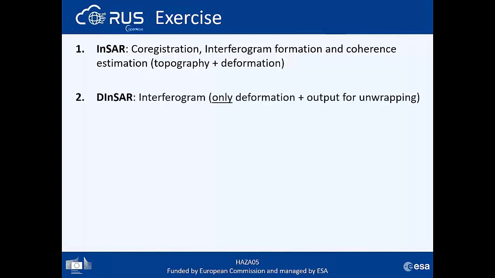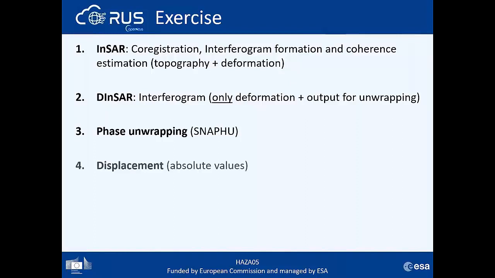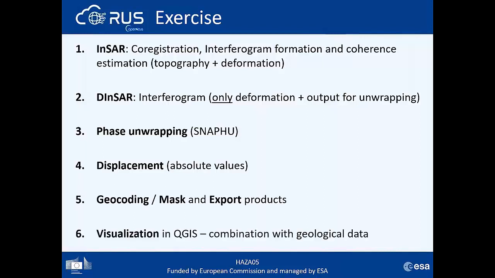Next, we will proceed to the differential SAR interferometry, where we will remove the topography. Our interferogram will contain only the deformation along the line of sight, and we will create another output for phase unwrapping. For phase unwrapping, we will use SNAPHU, and then we will import the result again to SNAP. This way, we will derive the displacement in absolute length values. Then we will convert the SAR coordinates to geographic coordinates and export the products for visualization in QGIS. There, we will combine the results with some relevant geological data.